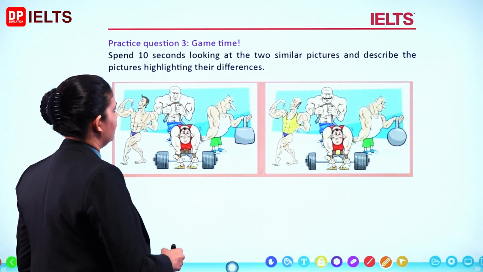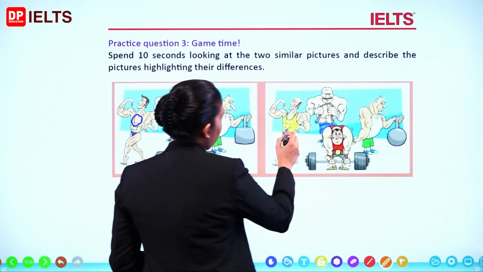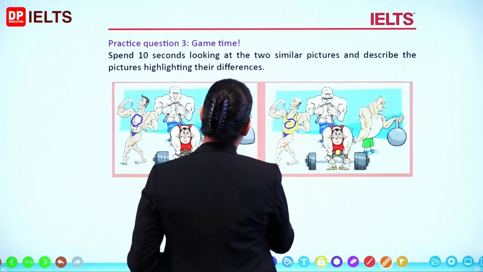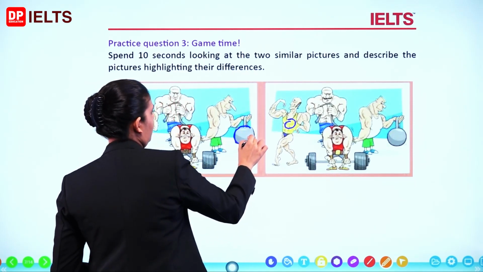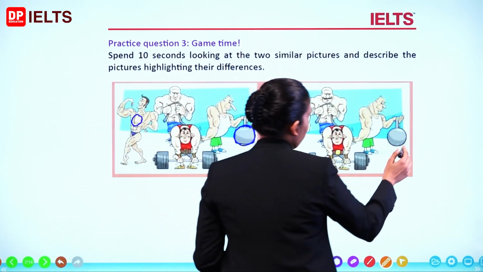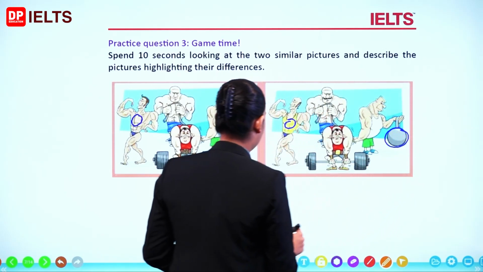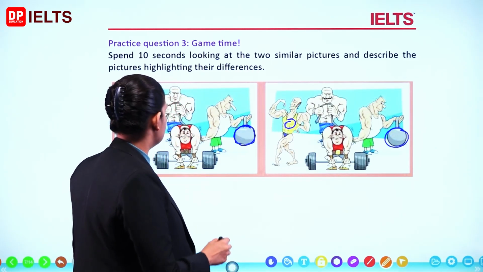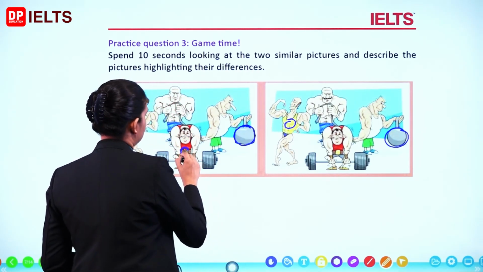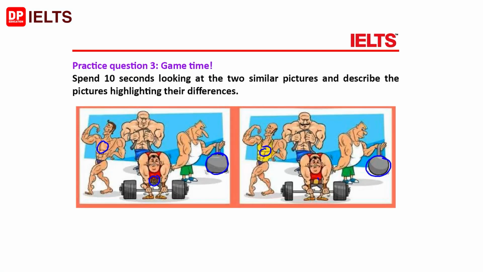So number 1, I think here he's not wearing a skinny, but here he is wearing a yellow one, right? And here he's carrying something like more like a square weight, but here it's more like a dumbbell, which is like round, okay?